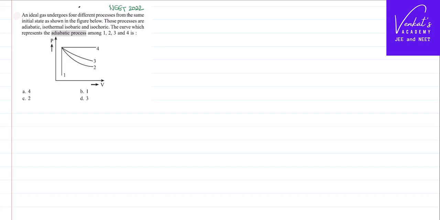This is a NEET 2022 question in thermodynamics. A simple question. Let us see what this question says. It says an ideal gas undergoes four different processes from the same initial state as shown. The processes are mentioned, of course. The curve that represents adiabatic process is what? So it's a fully conceptual question.